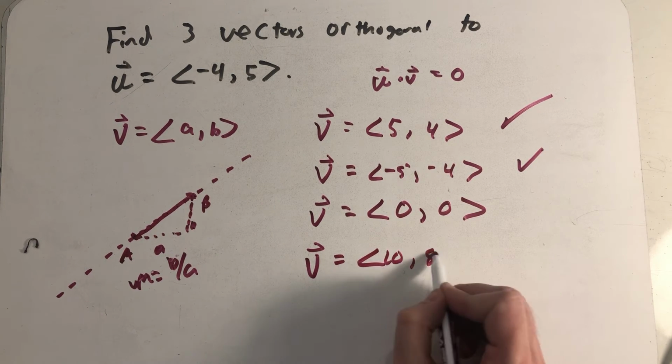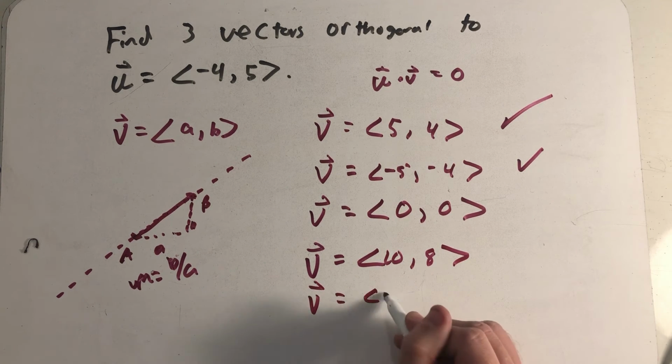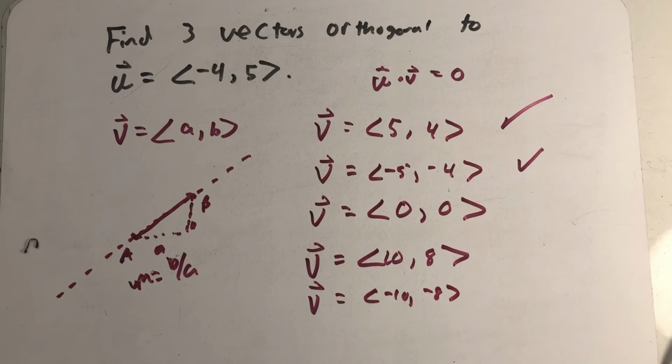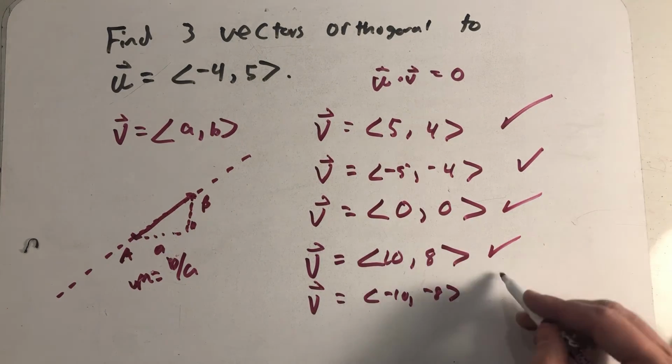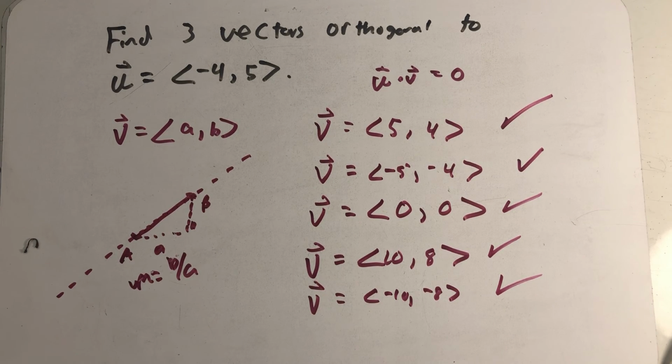So 10 comma 8 or minus 10 comma minus 8, multiplying these vectors by 2 or any other constant you want. So the instruction said to find 3, and we found 5 different vectors orthogonal to the given vector. Well, it's more than we were asked to do, but that's good enough.